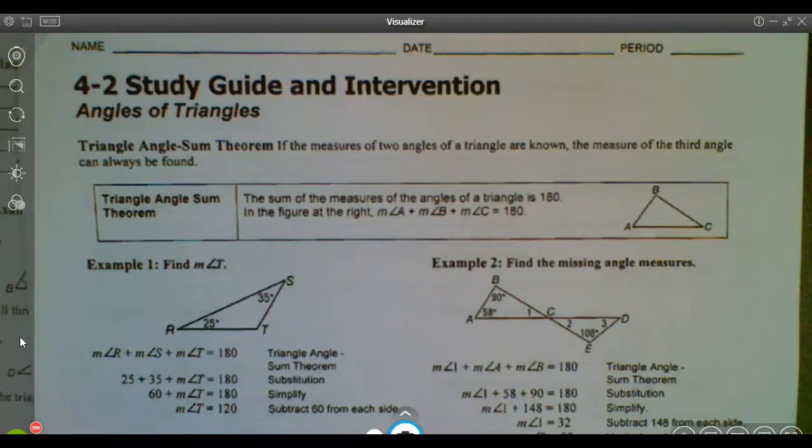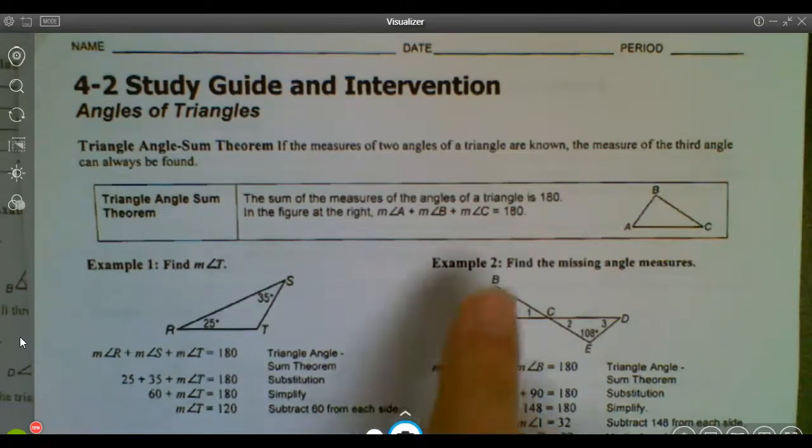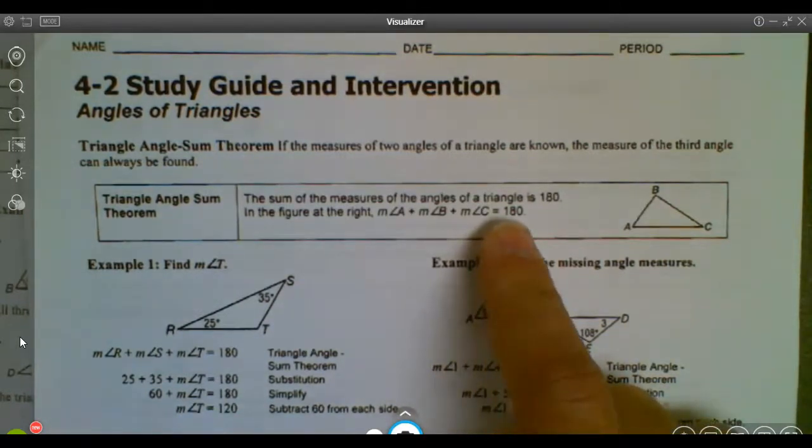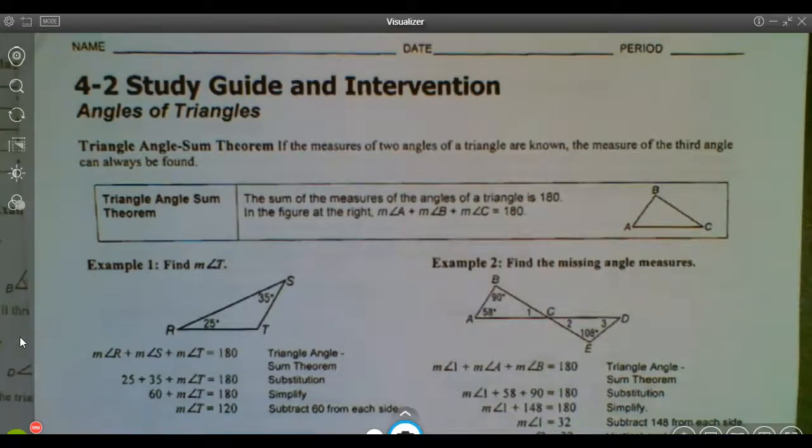Super simple, and it's probably something you guys already know, but it just says that all three angles of any triangle must add up to 180 degrees. Right, so that's going to be true for every single triangle you could ever draw. Angles have to add to 180.